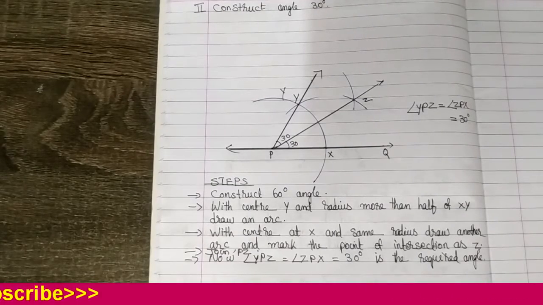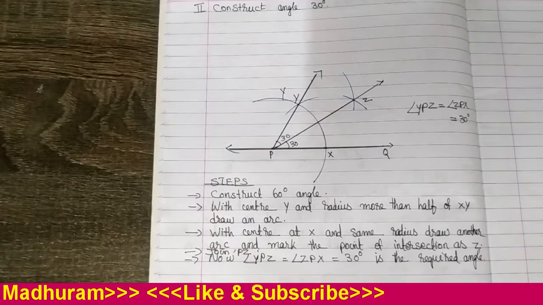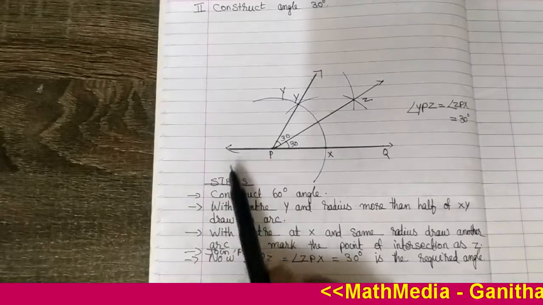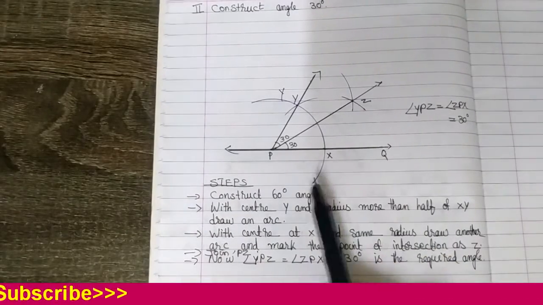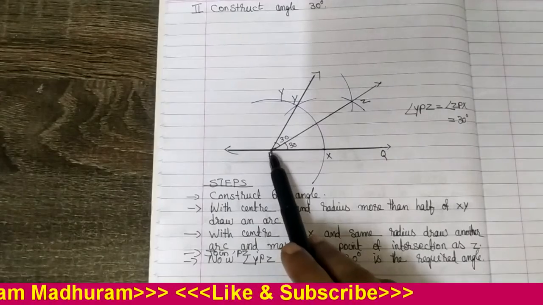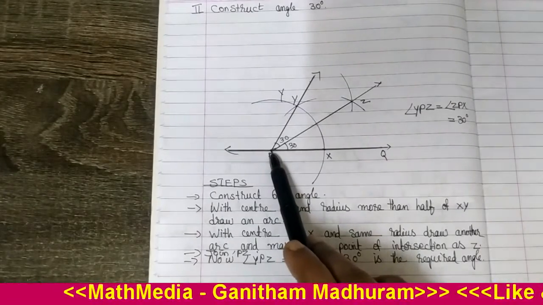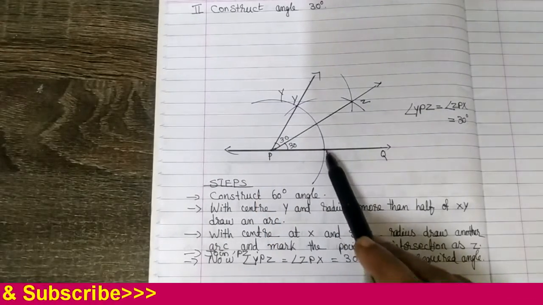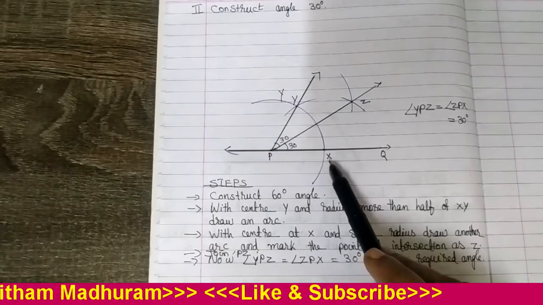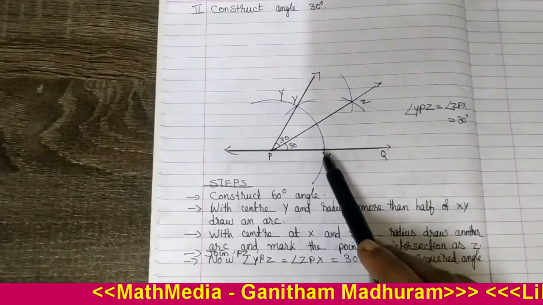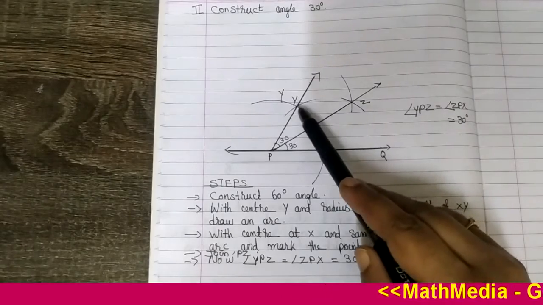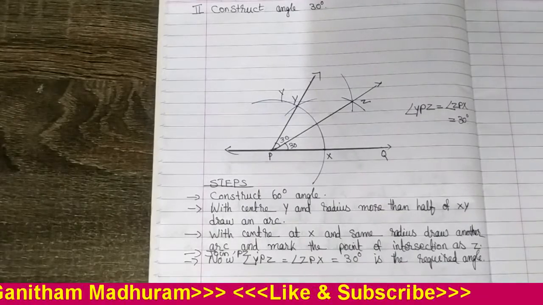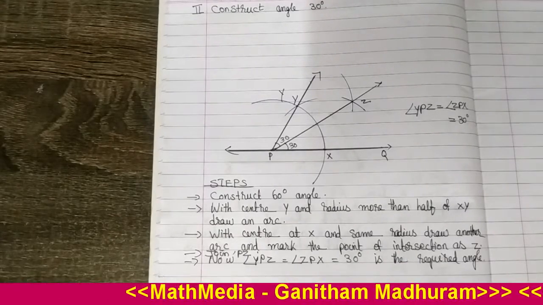Now we can see the steps for construction. First you have to construct angle 60 degree. For that, first you have to draw a line and mark it as PQ. Now this is the point P, with the center P and any convenient radius, draw an arc which intersects the line at the point X. With the same radius and center at X, draw another arc and mark the point of intersection as Y. Now join PY, which is the 60-degree angle we constructed.